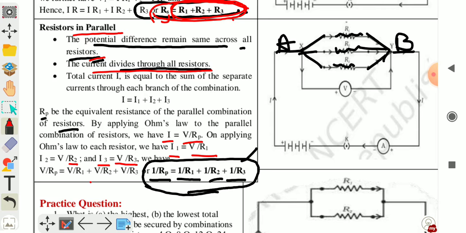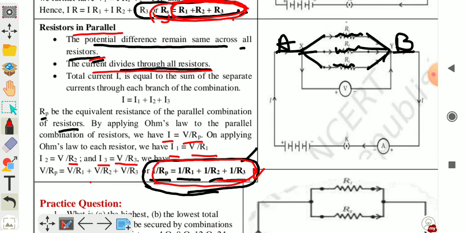So when we connect the resistors in parallel, we add the resistances in the manner 1 upon RP is equal to 1 upon R1 plus 1 upon R2 plus 1 upon R3. And in series, we simply add: RS is equal to R1 plus R2 plus R3.